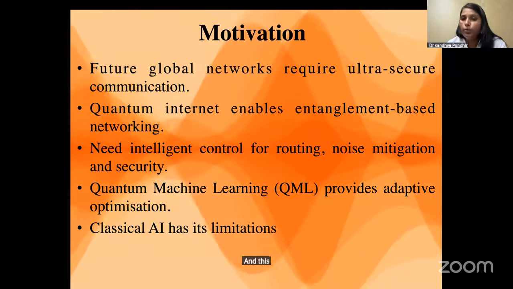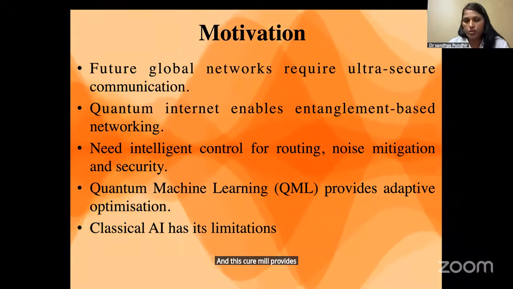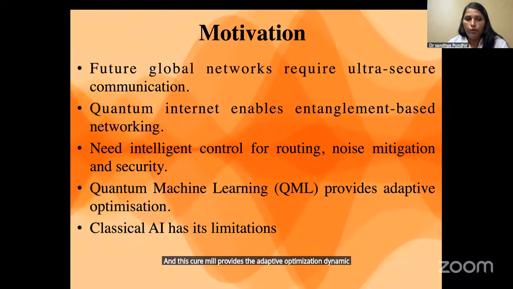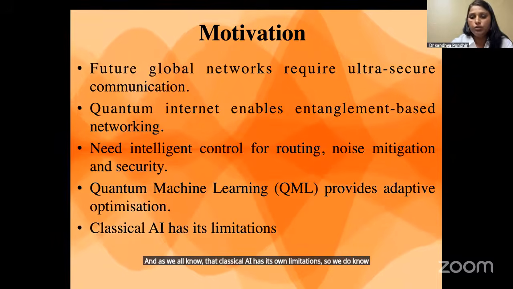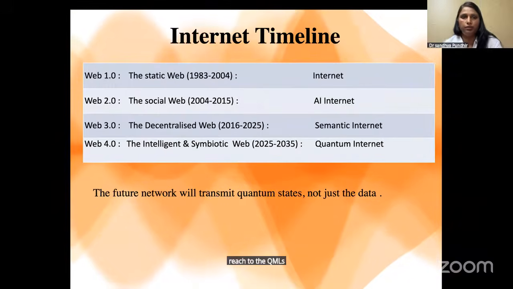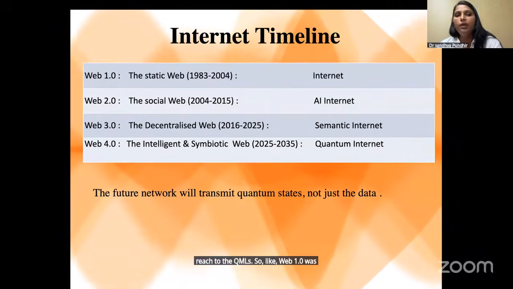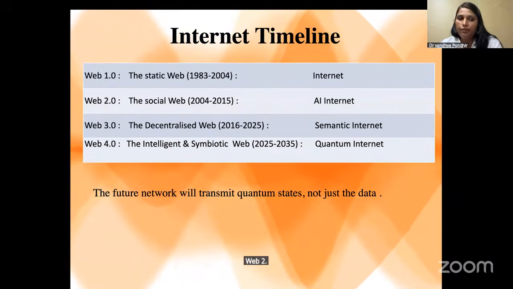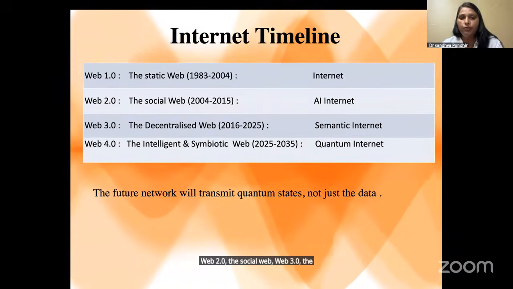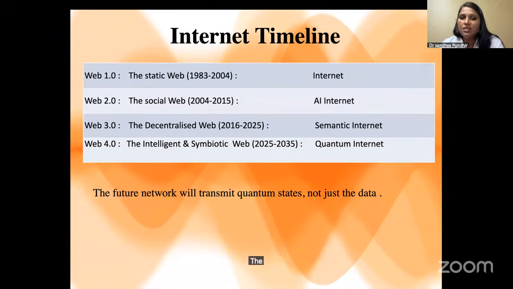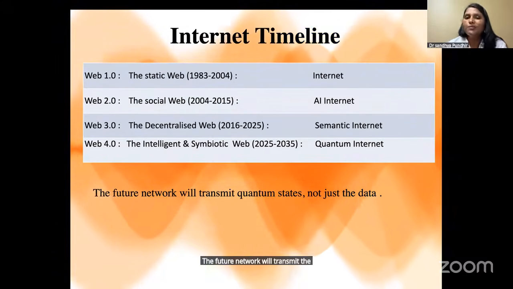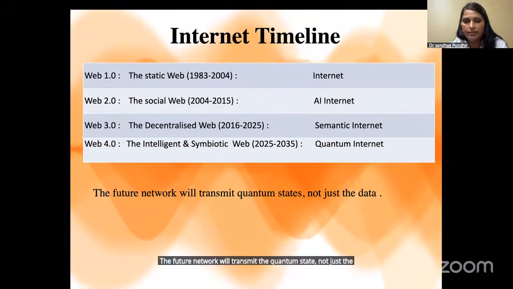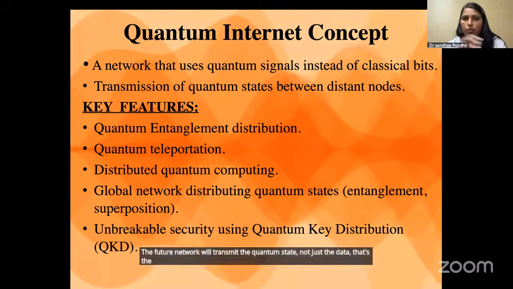And this QML provides adaptive, dynamic optimization. As we all know, classical AI has its own limitations, so we reach QML. Web 1.0 was the static web, Web 2.0 the social web, Web 3.0 the decentralized web, and Web 4.0 the intelligent and symbiotic web. The future network will transmit the quantum state, not just the data. That's the base of the quantum internet.